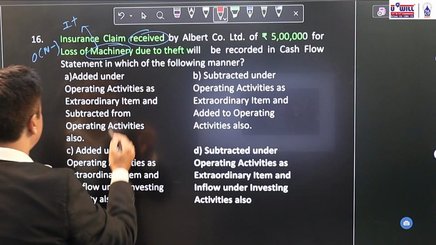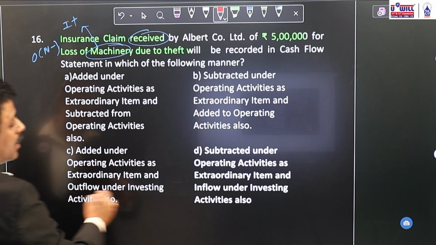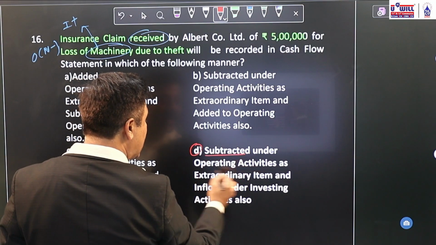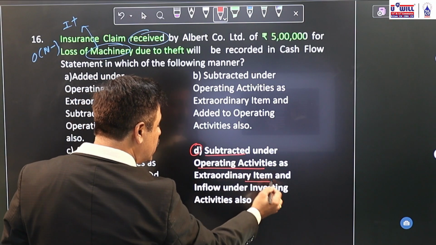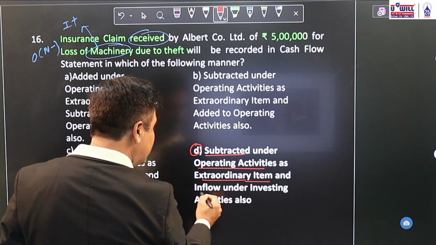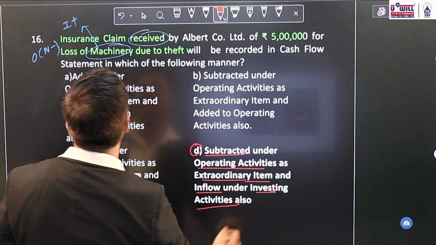So which option will be the correct answer? Option D. One is we will subtract it in operating activities as an extraordinary item, and second is we'll take it as an inflow under investing activities.